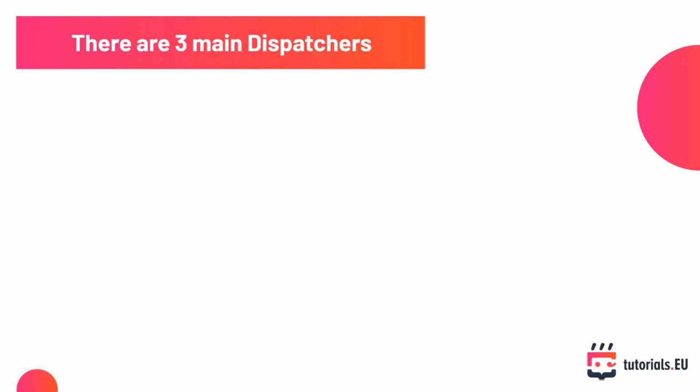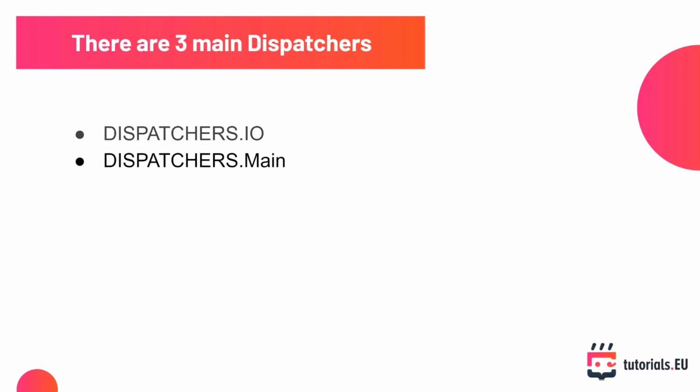So let's look at the dispatchers that we have available. So we have dispatchers.io, which is useful for network calls or local databases. Then dispatchers.main, which is useful for updating the UI. And finally, dispatchers.default, which is useful for CPU intensive tasks.